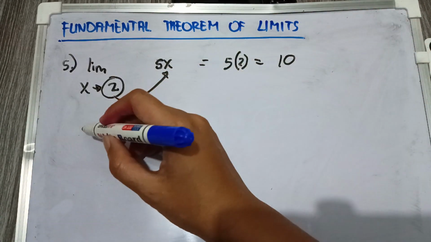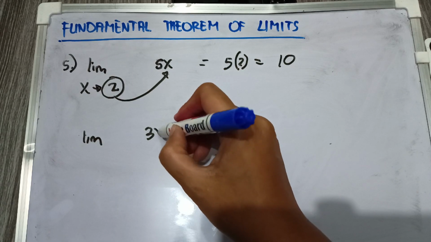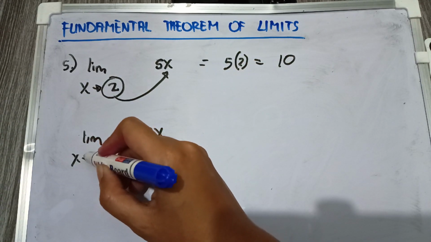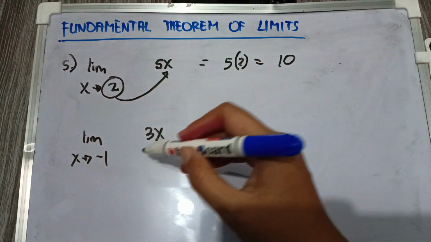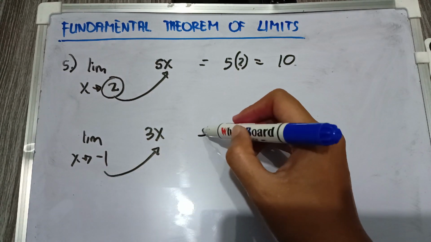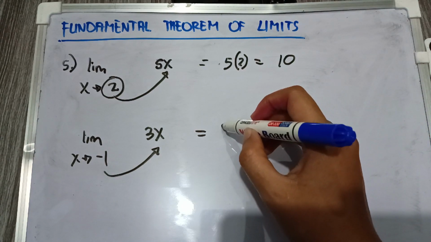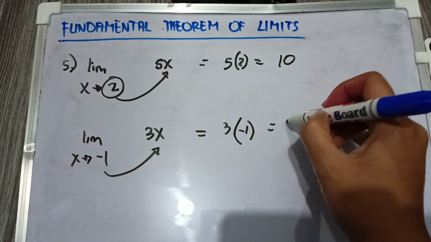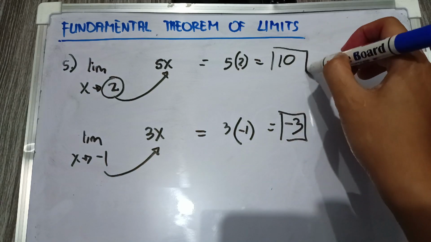See? Simple. What if it is 3x when x approaches negative 1? Substitute. Direct substitution tayo. So that will be 3 times negative 1, which is negative 3. These are the answers.